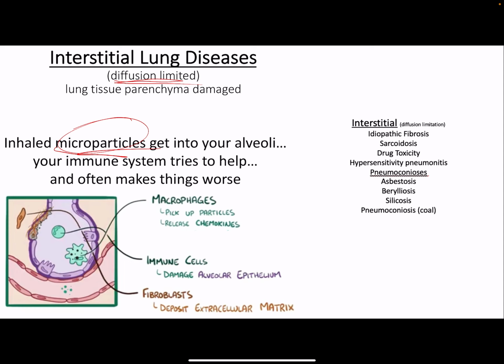And maybe this actually contributes to idiopathic, and it's just harder to point the finger at somebody. But macrophages, neutrophils will come up, release chemokines, more immune cells are going to come in. All of this stuff, as always, damages the epithelium. Fibroblasts are going to come in and lay down extracellular matrix. Again, we have several different types: idiopathic, sarcoidosis, drug toxicity, bleomycin and busulfan, the chemotherapy drugs, hypersensitivity pneumonitis, birds, pneumoconiosis, asbestos, berylliosis, silicosis, and coal-induced pneumoconiosis, which is really just the same name.